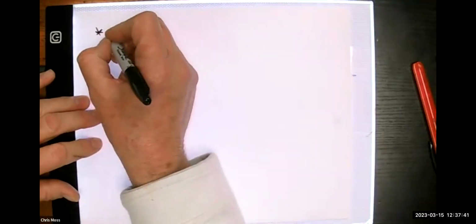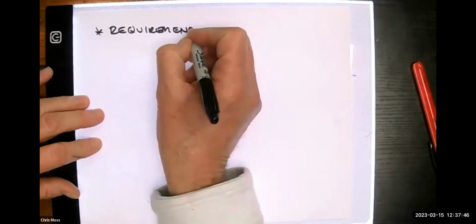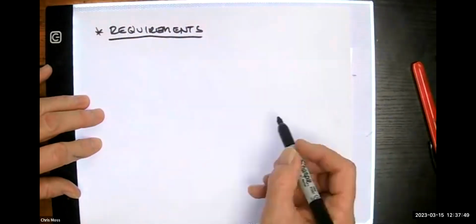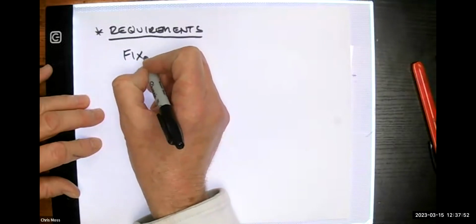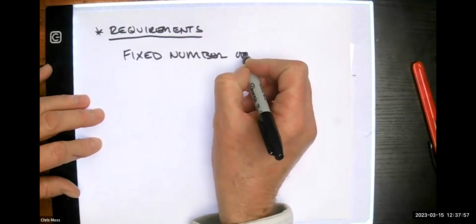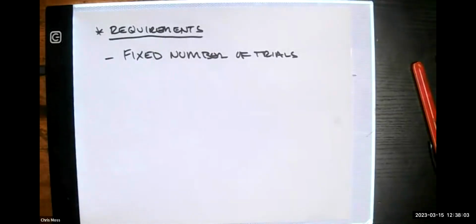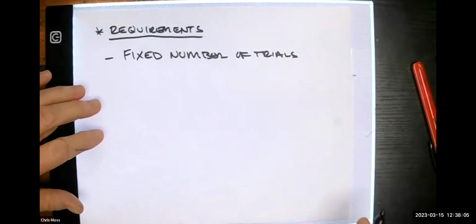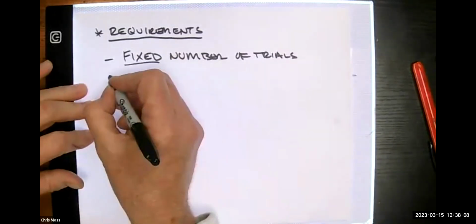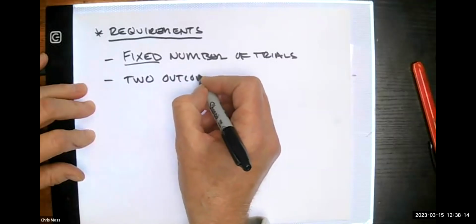Now, there are a couple of requirements for a binomial distribution, and they are a little bit difficult for students to check, at least some of them are. First off, we need a fixed number of trials. How many times are we going to flip our coin or whatever it is we're going to do? We've got to determine that up front. Each time we do a trial, there should be only 2 outcomes.